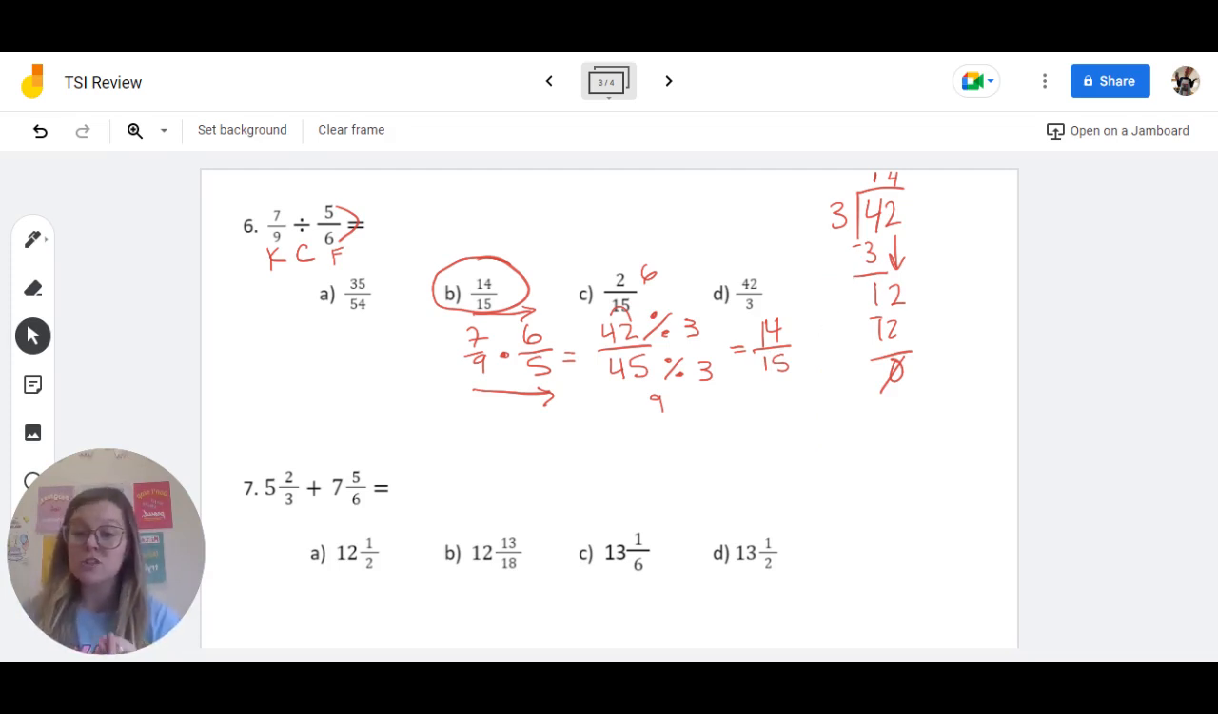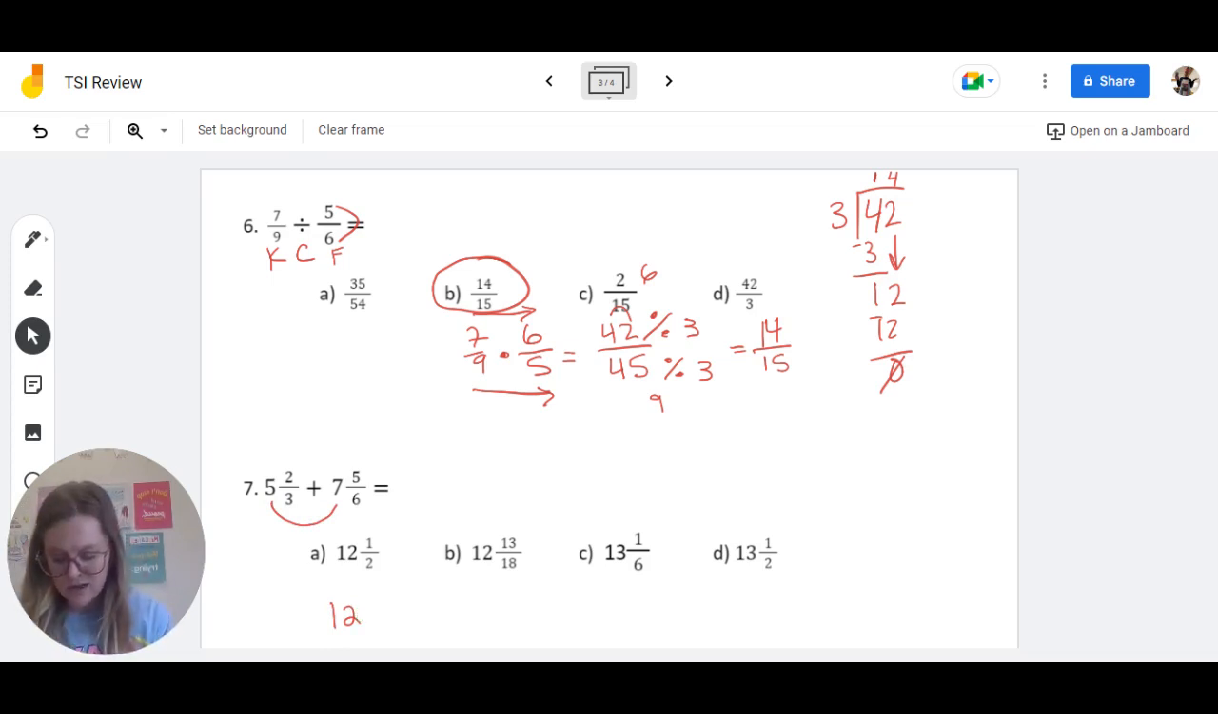Again, we're adding fractions, but these are actually mixed numbers. They have regular numbers and they have fractions. So I'm going to do the easy part first. Let's go ahead and add 5 plus 7 to give me 12. So I'm just going to let this 12 hang out here, and I'll add them back at the end.